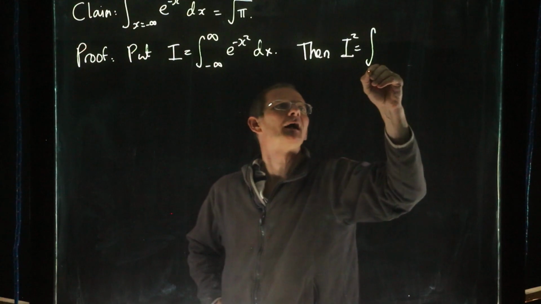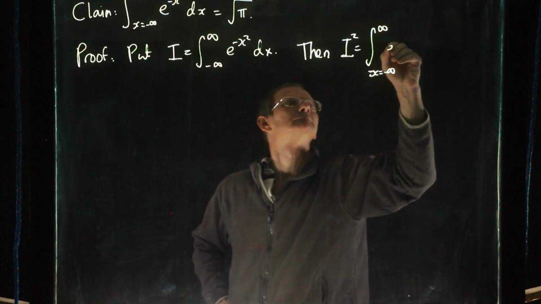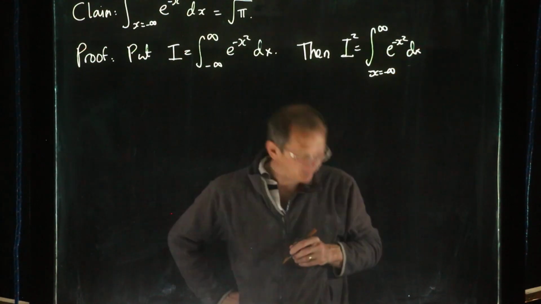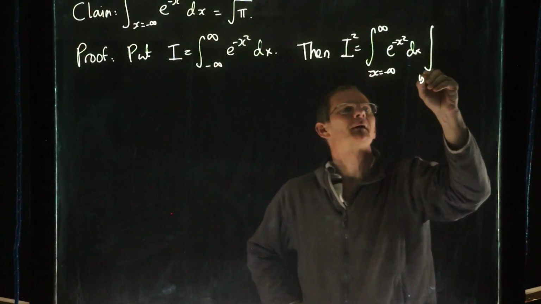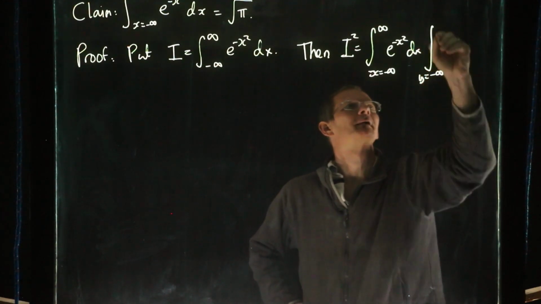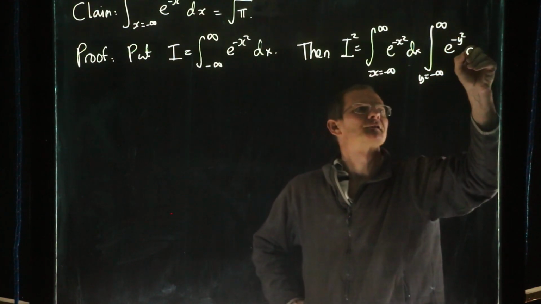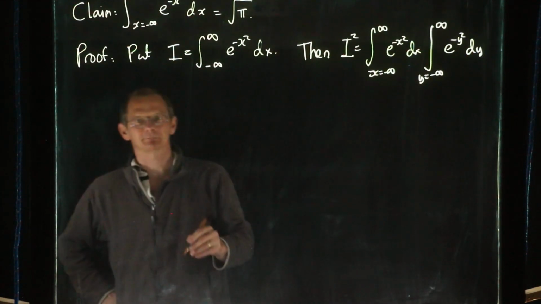Okay, so here's I. And then we want to multiply it by the same thing. So we're going to do the same thing, but this time we're just going to write it with a different variable. It's the same integral, but we just renamed the variable as y. Okay? So that's our I squared.